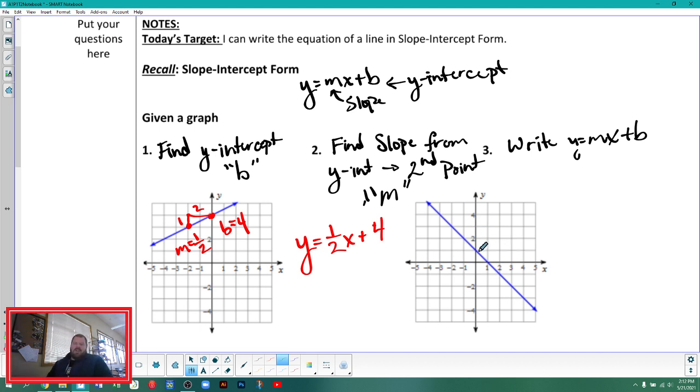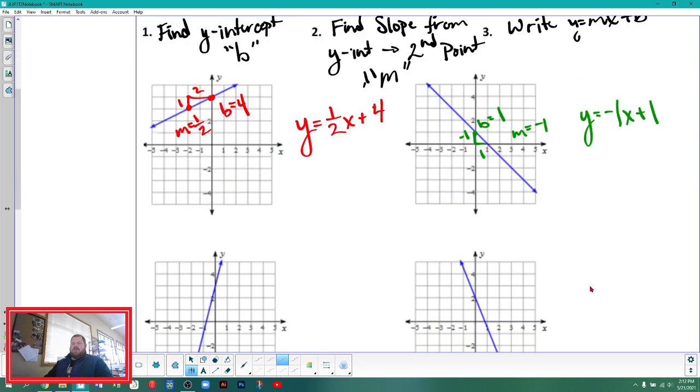Next one, I find the y-intercept at 1. It looks like from there it goes down 1 and over 1. We call that -1 over 1, or just a slope of -1. And then once I get to this stage, it's just like the problems from yesterday. That went very quickly. Write it in slope-intercept form.